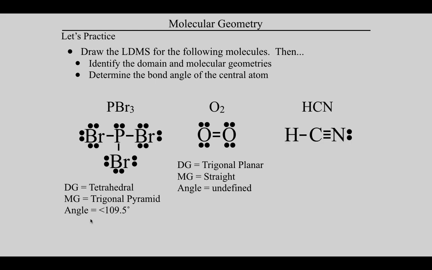Now guys, the last one, HCN. How many domains on the central atom? 2. So what's the domain geometry? Linear. Both of those domains are bonding domains. So what's the molecular geometry? Linear, and the angle would be 180.